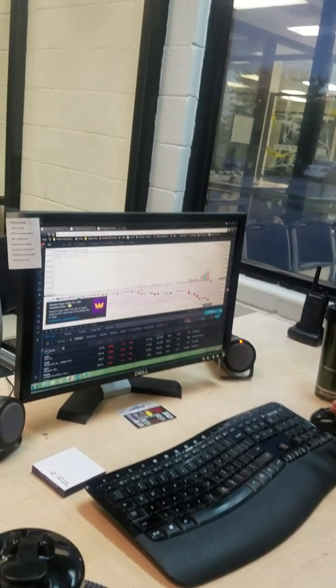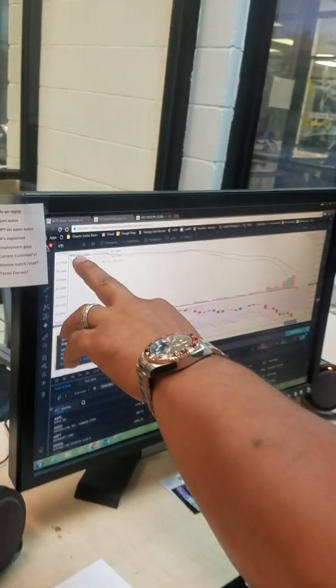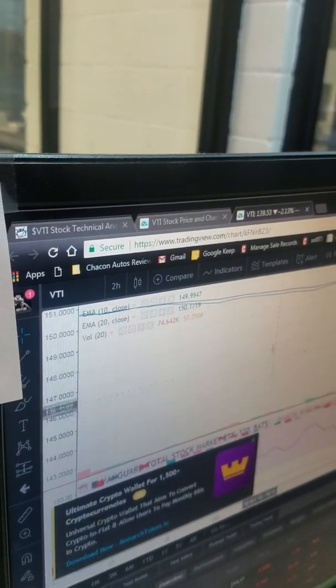Does that make sense? This is a free technique, little bro. Yes, this is free. This is called the exponential moving average. This is a 10 and a 20-day moving average.